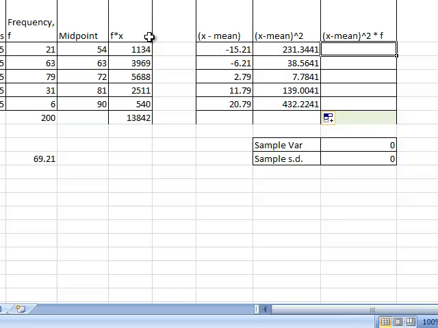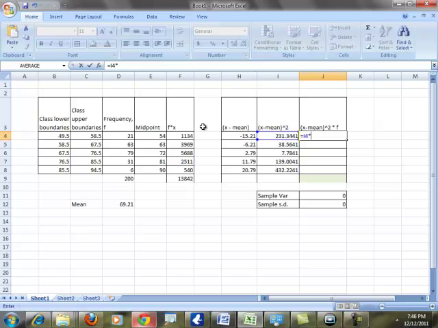Because here there's 21 tests in this class, and we find the difference from the midpoint, and we square that, and then we multiply by 21 because there's 21 scores that we're kind of adding up, and we're using the midpoint as the estimator because we don't know what they are. We just know that there's 21 in that class. Okay, so we're just going to multiply. This is going to be equal to x minus the mean squared times f, and the frequency is over here, and we want to get that for each class.